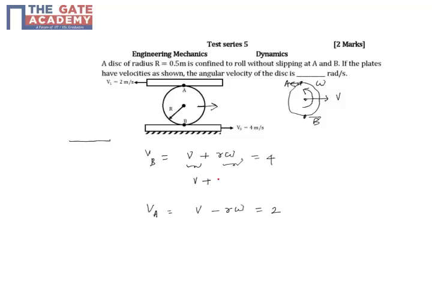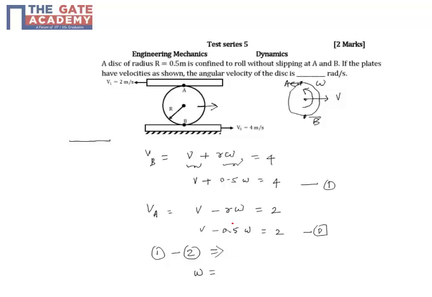So v is the center velocity, r is given as 0.5, so v plus 0.5 omega is equal to 4, and v minus 0.5 omega is equal to 2. So let's subtract 1 and 2 so that v gets cancelled. So subtracting 1 minus 2, we get 0.5 omega minus minus 0.5 omega, which is omega, and this is okay.